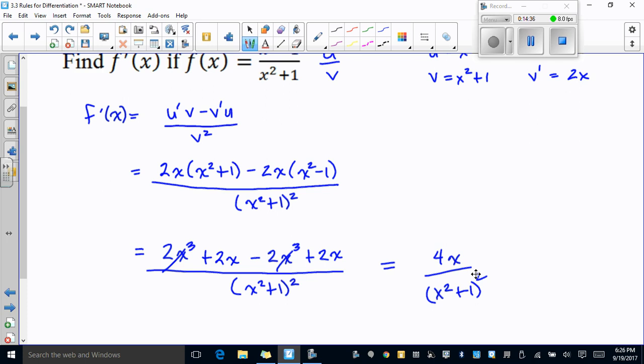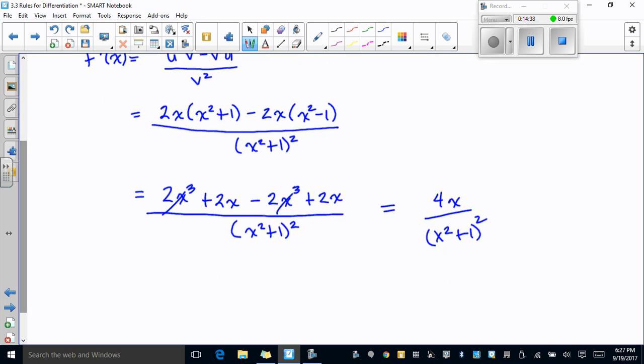So let's write this properly. F prime of x equals 4x over x squared plus 1 squared. There you guys go.